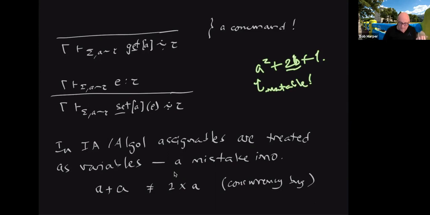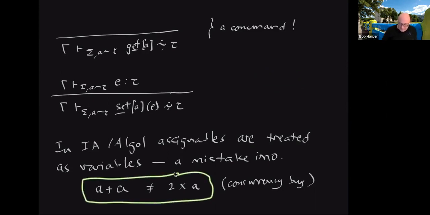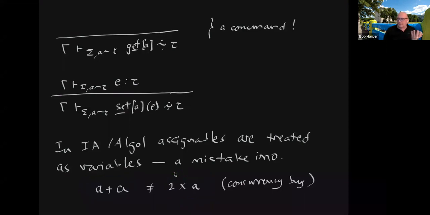And let me tell you why I sort of feel it's a bad idea. And it comes right here. If assignables are variables, then A plus A should be the same as 2 times A, right?